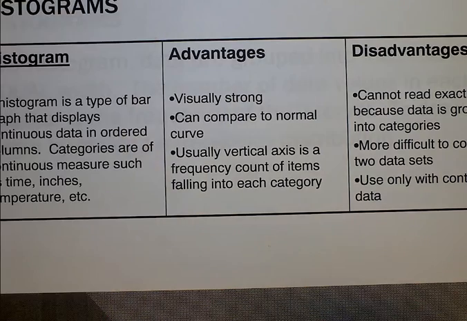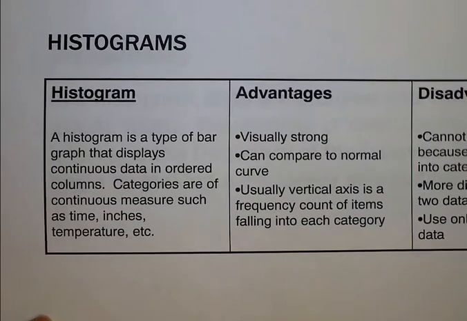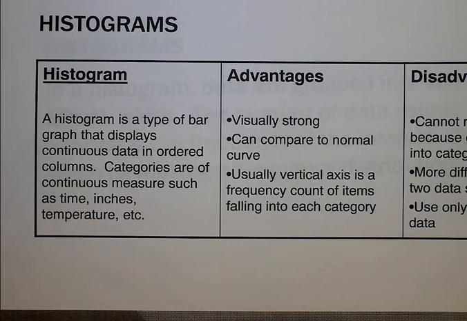The next type of graph we're going to look at is a histogram. A histogram is a type of bar graph that displays continuous data in ordered columns. Categories are of continuous measure, such as time, inches, temperature, etc. An advantage to this is it's visually strong. It can be compared to the normal curve. It usually has a vertical axis that is a frequency count of items falling into each category.